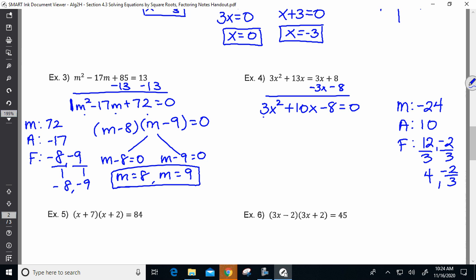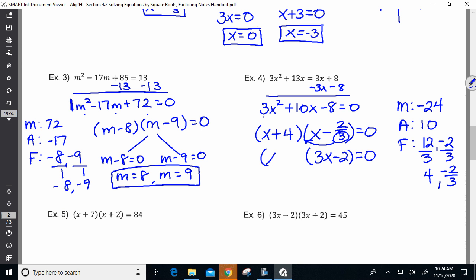So you have your factors, so that's x plus 4 and x minus 2/3 equals 0. You don't leave the fraction. So there's your factored form. Once it's factored, split it apart. That gives you x equals negative 4 and x equals 2/3.